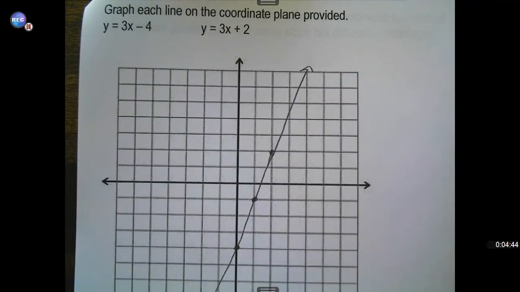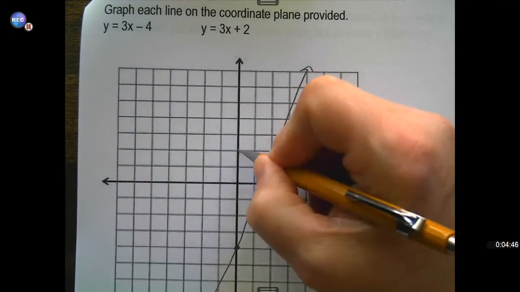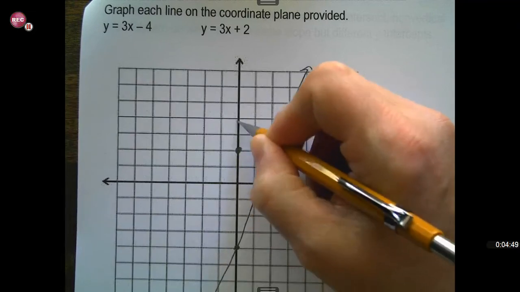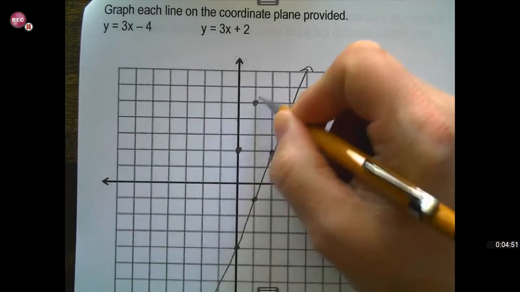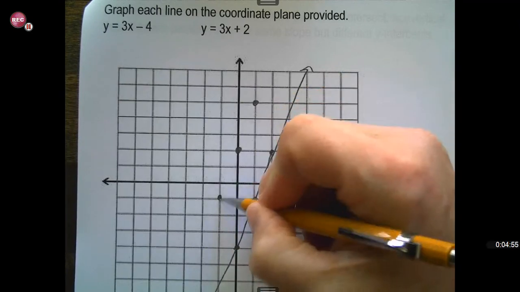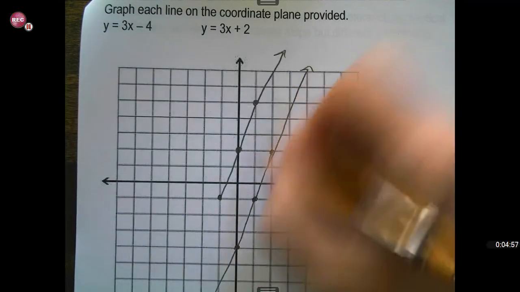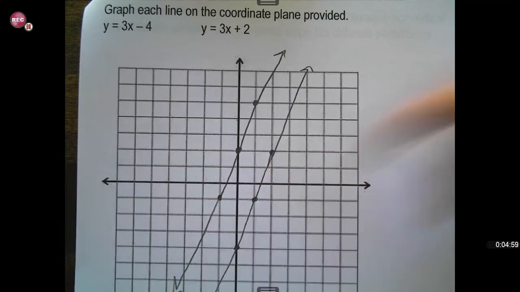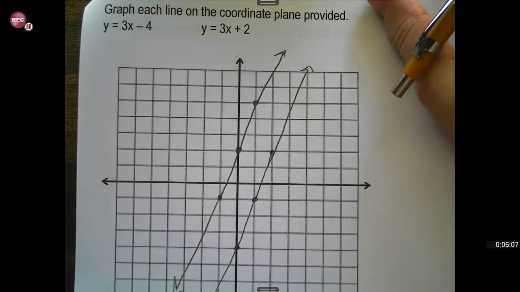The other one, the intercept is at 2, and I'm going to rise 3 and run 1, and I'm going to rise 3 this way and run 1, and there's that line. And it would appear that these lines are never going to intersect. And lines that are never going to intersect are parallel.